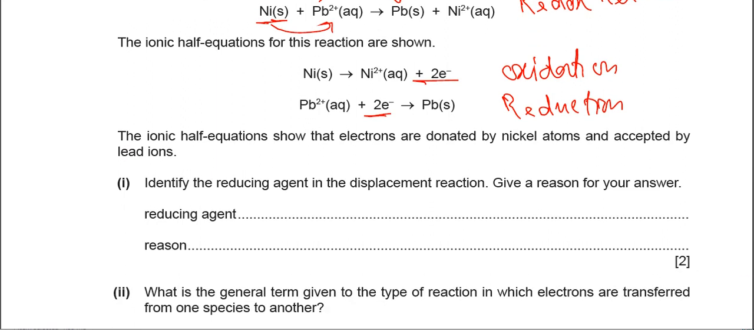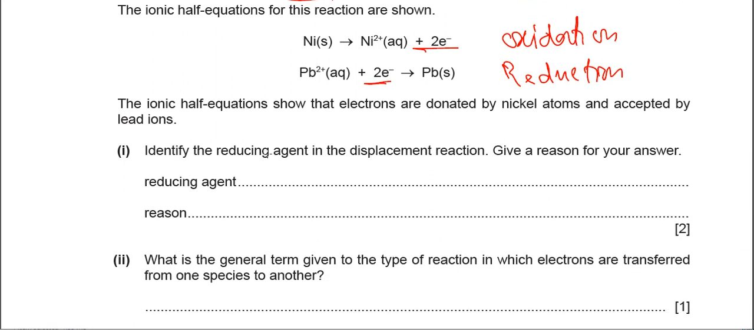Next, the demand of the question is to identify the reducing agent. So very simple, if something is oxidized, it means it is helping another substance to be reduced. So we can say nickel is a reducing agent, and the answer is as it helps lead ions to be reduced.